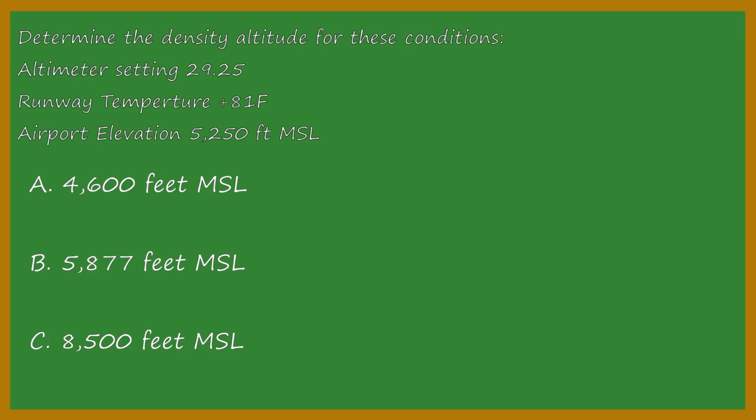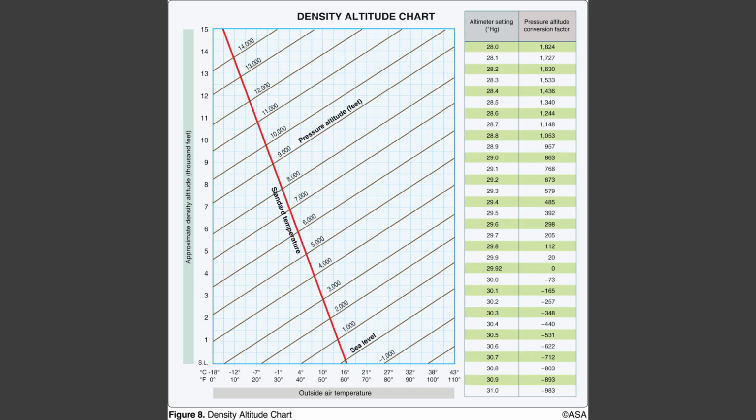This problem gives us an altimeter setting of 29.25, a runway surface temperature of 81 degrees Fahrenheit, and an airport elevation of 5,250 feet mean sea level. First, start by pulling up Figure 8 again. This time we're going to use the chart on the right side showing the altimeter setting and pressure altitude conversion factor.